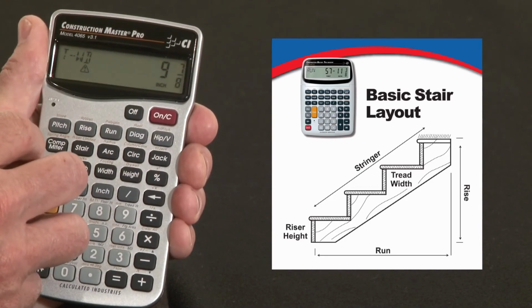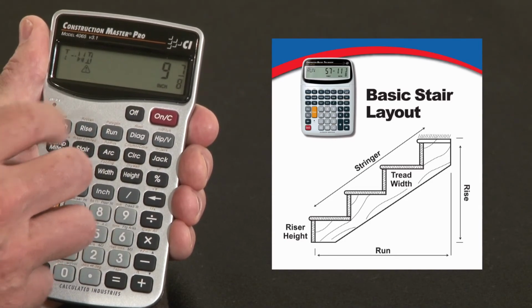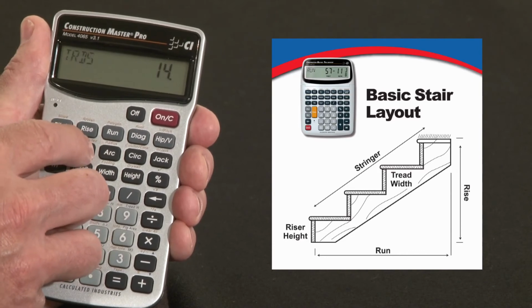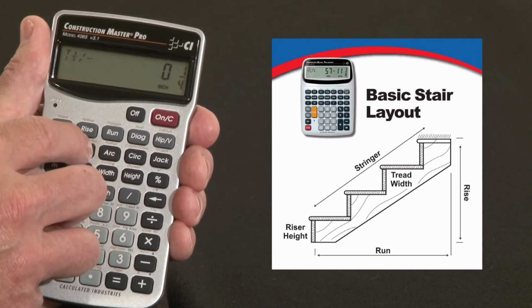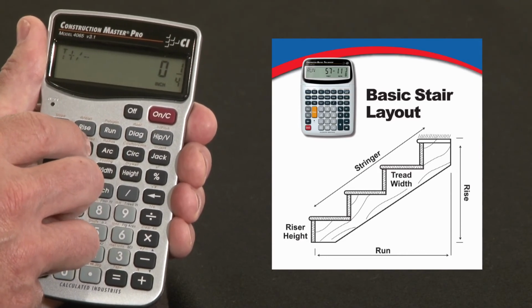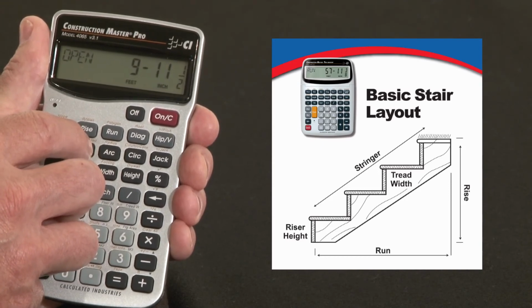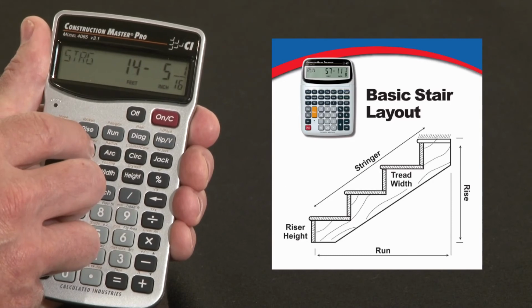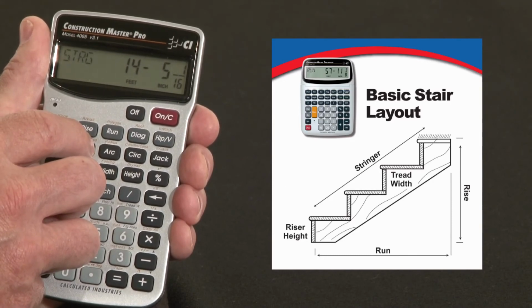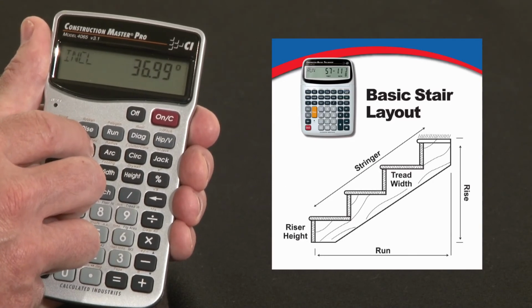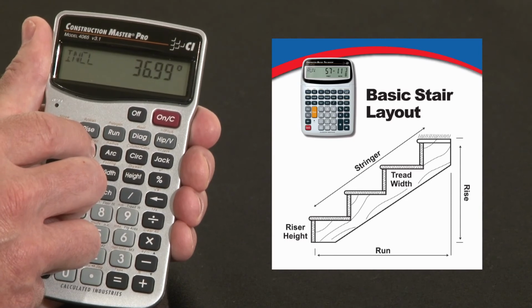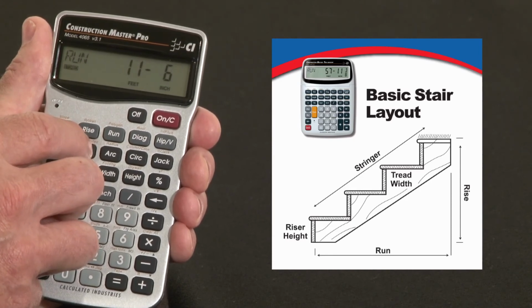In this case, we'll assume you've checked it out with your client and the building inspector, and we'll just proceed on through. There's 14 treads. There's going to be an adjustment of 1/4 inch. That's the remainder. The stairwell opening is now 9 11½. The stringer length is 14.5 1/16, and the angle is 36.99, and of course the total run is the 11.6 that we entered in.